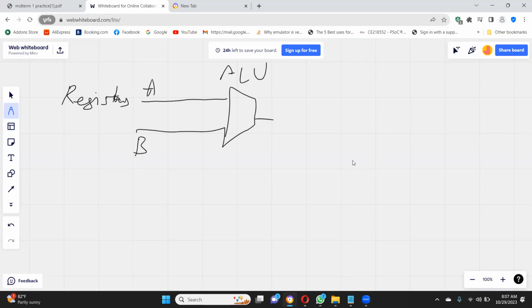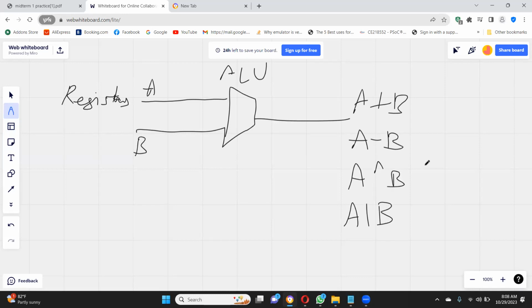It can do several operations, and the basic operations are A plus B, A minus B, and logical operations: A AND B, A OR B, and the NOT operation, something like this, right?